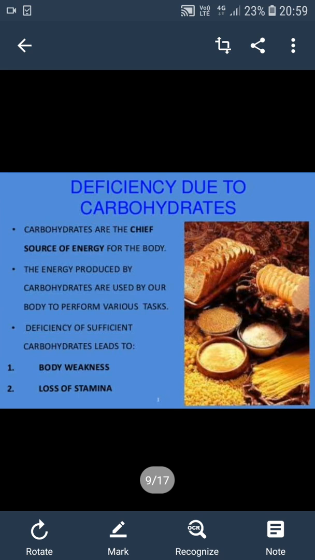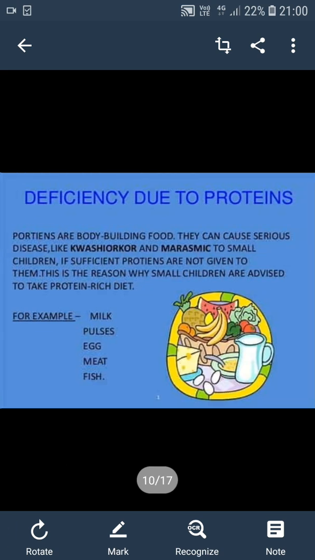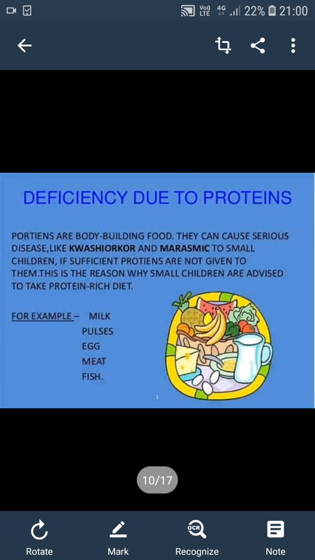First, we'll go with your deficiency of carbohydrates. Children, already we have learned that carbohydrates are energy giving food. So if there is a lack of carbohydrate in our food, what will happen? It leads to weakness and we lose our stamina. So the carbohydrate deficiency symptoms are weakness and lack of stamina. Next we'll go with your deficiency of proteins. Already we learned that proteins are your body builders. So if there is a protein deficiency in our diet, what will happen?